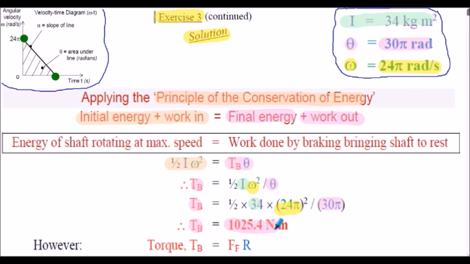1025.4 Newton meters. Now we also know that the braking torque would be the frictional force multiplied by the radius of the drum. So now knowing the braking torque from above, knowing the radius from the question, we'll be able to determine the frictional force that's required to bring the drum to rest.